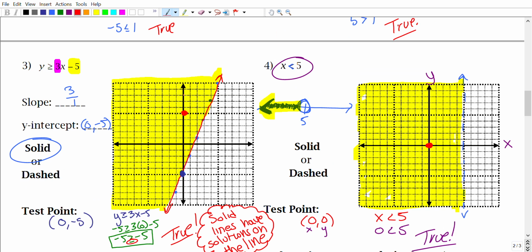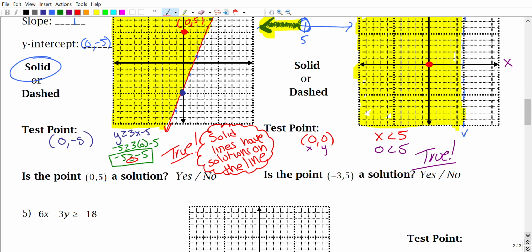(0, 5) is right up there. (0, 5). Is it a solution? Let's test it out. Well, we know it's in the shaded region, so I'm going to go ahead and say yes. But if we wanted to test it out, let's go ahead and substitute those values in. This is my x, this is my y.